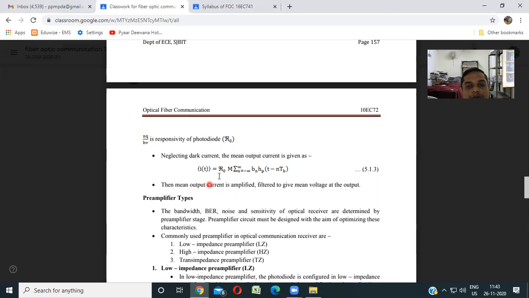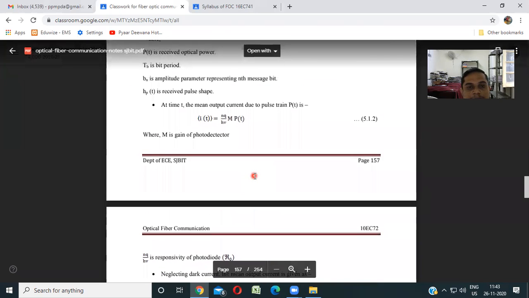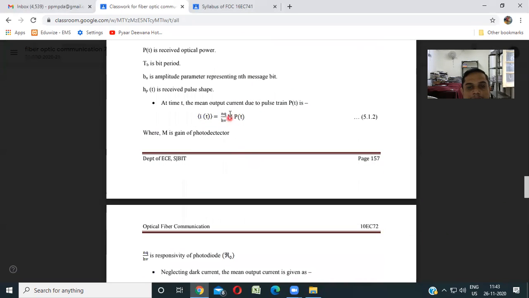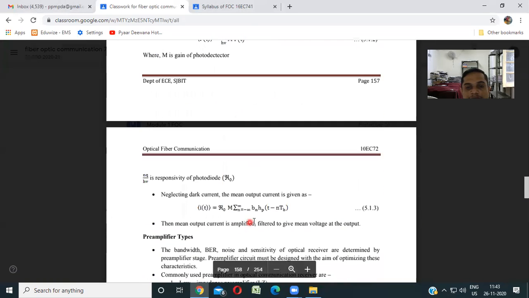Instead of this equation, we are entering here R naught, then M, then this equation, the sum from n equals minus infinity to infinity of Bn times h_p. So this is nothing but P of t. Here we are inserting the equivalent of P of t, and M is the gain, and this is the responsivity. So this is the output current of the receiver.